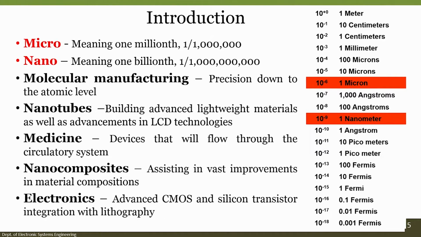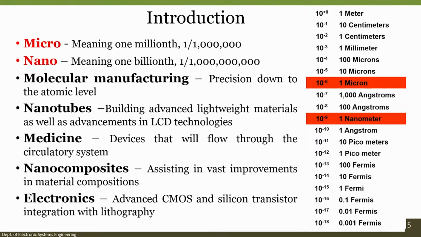Having said that, let us come to the actual terminology, and the terminology that we will be utilizing in this particular course would be on micro and nano. Micro means one millionth, or in other terms 10 to the power minus 6. Nano means one billionth, or in other terms 10 to the power minus 9.